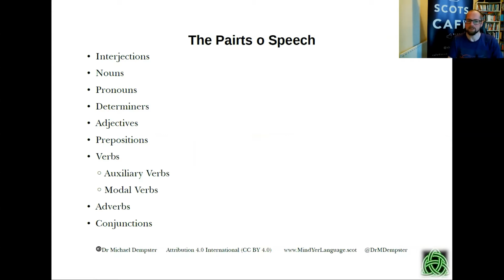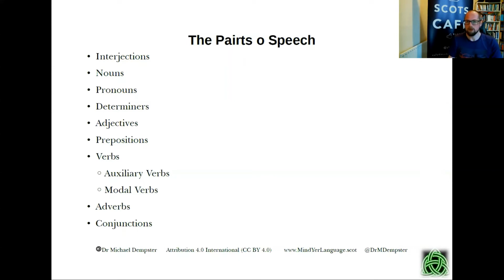We're going to look at interjections and nouns. So an interjection is an utterance, a wee phrase or a word that expresses a thought or a feeling. And these will not necessarily be part of a fully formed sentence, something that's got a verb and a noun in it, and all the other words. And then after that, we're going to look at nouns today.